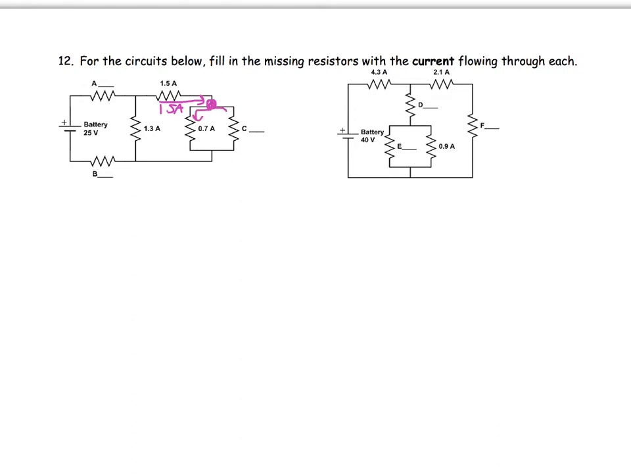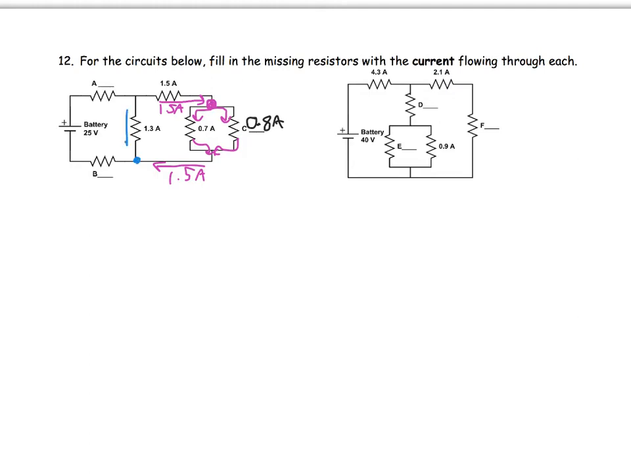0.7 goes that way. The remainder goes through resistor C, so that must be 0.8 amps to add up to that 1.5. Those two then come back together in this junction, and we have 1.5 amps flowing through this branch. I'm going to think then about another junction, and that's this one right here.